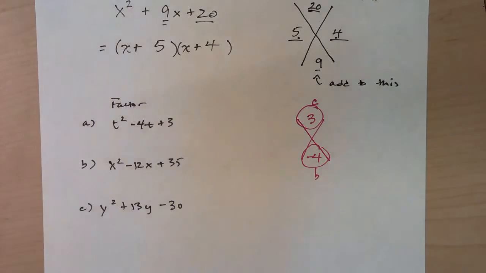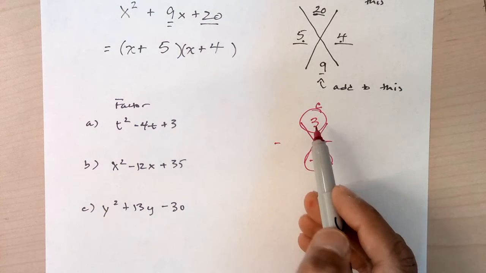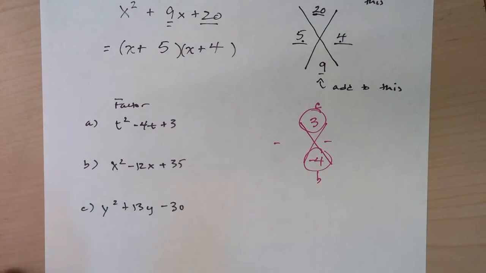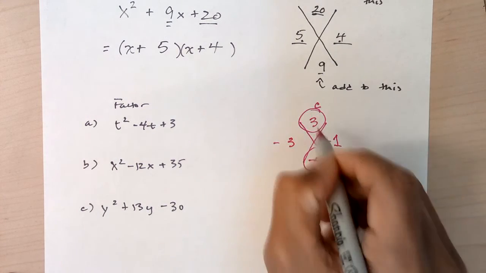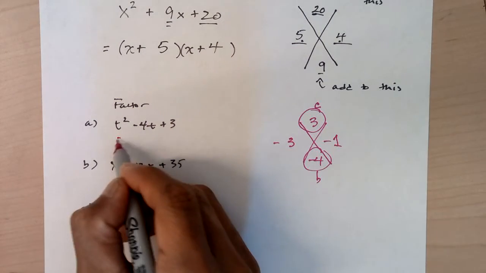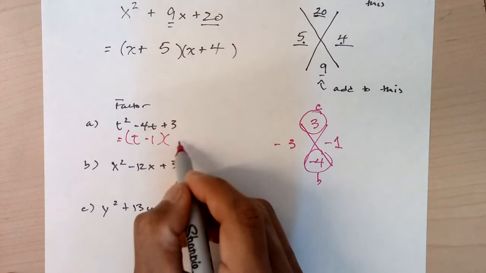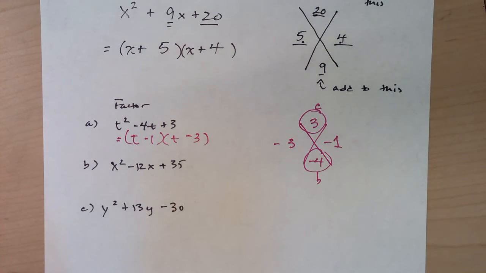That really should tell you that the two numbers have to be negative. A negative times a negative is a positive, and then a negative plus a negative is a negative. It can't be two positives, and it can't be one positive and one negative. They both have to be negative. 3 is a prime number. The only factors of 3 are 3 and 1. -3 times -1 is positive 3. -3 plus -1 is -4. So A would factor into t minus 1 times t minus 3, or the other way around. It could be t minus 3 times t minus 1.